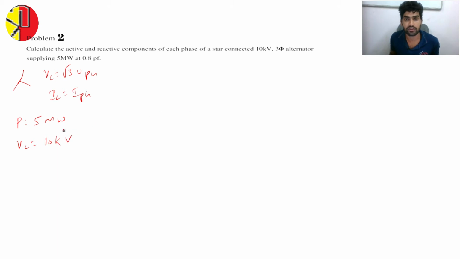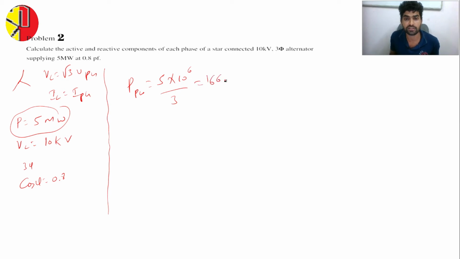And there is a three-phase system. Power factor is given, cos phi is equal to 0.8. What we need to calculate? First, active power we want to calculate per phase. Active power per phase, 5 into 10 raised to 6 divided by 3, we will get 1.67 megawatts. Next, there is the reactive component of each phase.